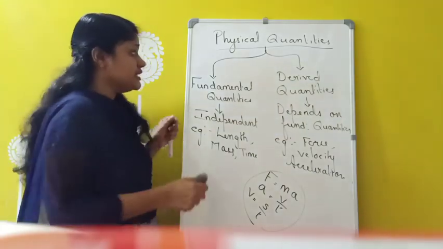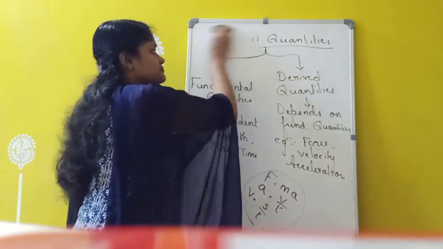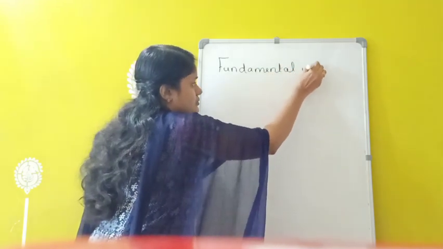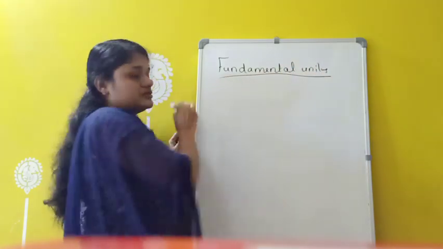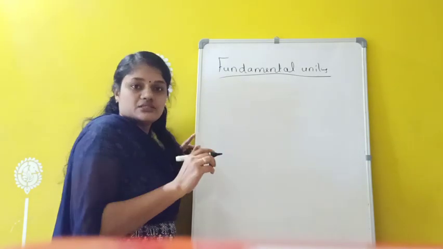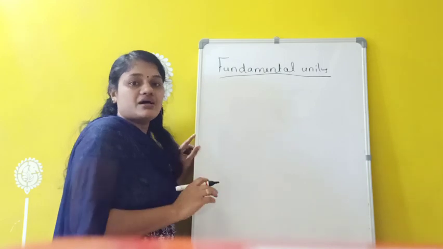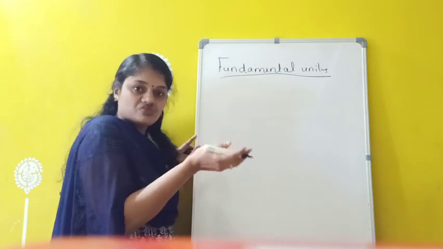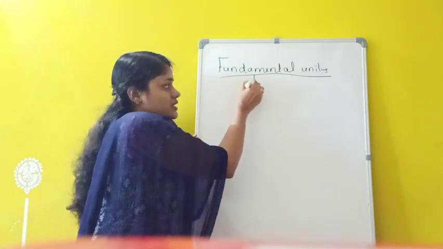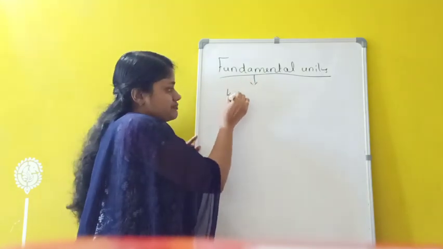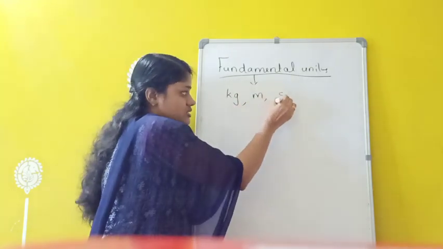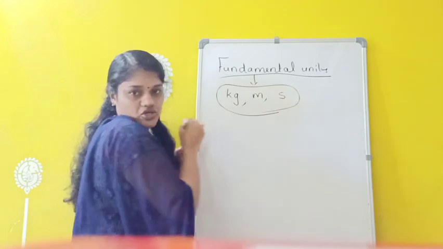Now, what is fundamental unit and derived unit? The units of fundamental quantities can be called as fundamental units. We know that the fundamental quantities are mass, length and time. So the units of mass, length and time can be called as fundamental units. So we have unit of mass, kilogram, unit of length, meter, unit of time, second. So these can be considered as fundamental units.